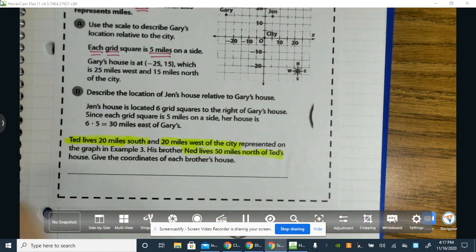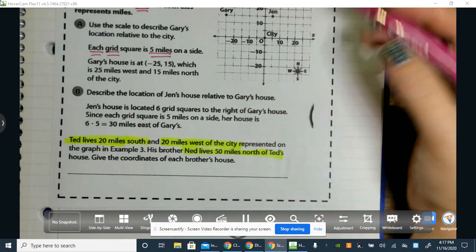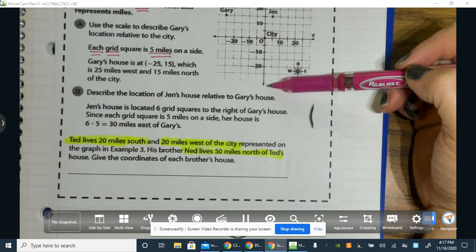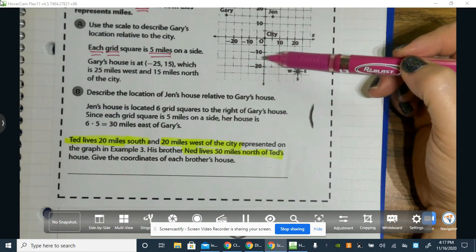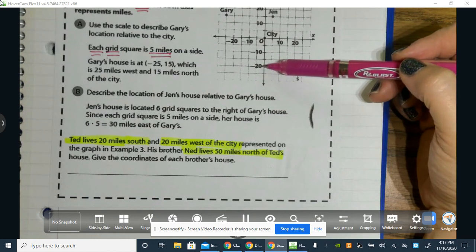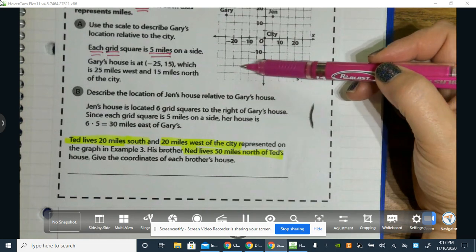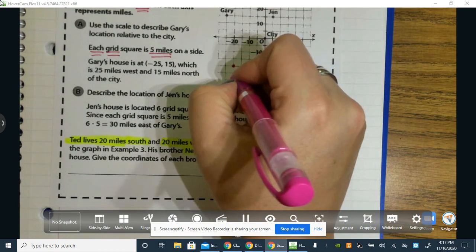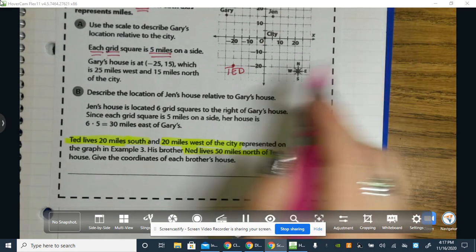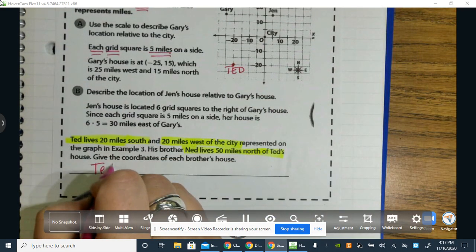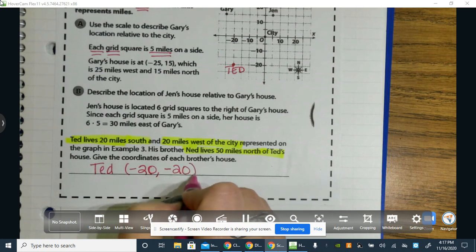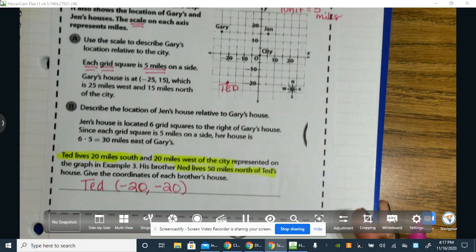So my first thing I need to do is probably figure out where Ted lives. So I'm going to start at the city, and I'm going to go 20 miles south. So south is down. So 5, 10, 15, 20 miles south and 20 miles to the west. And west is to the left, and I've got to go 5, 10, 15, 20. So right here is where Ted lives. Okay, so Ted is at -20, -20.